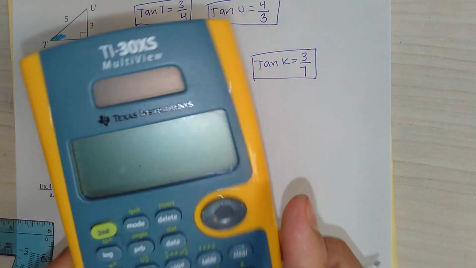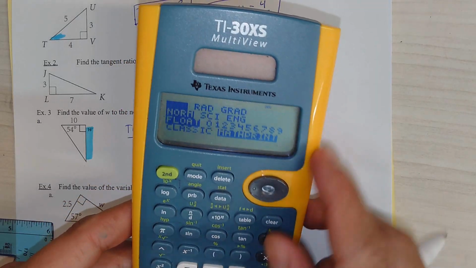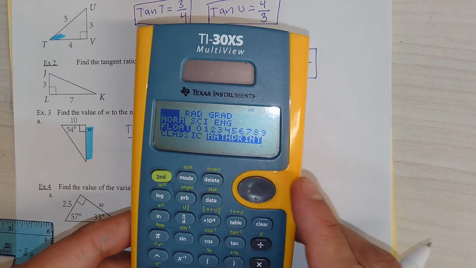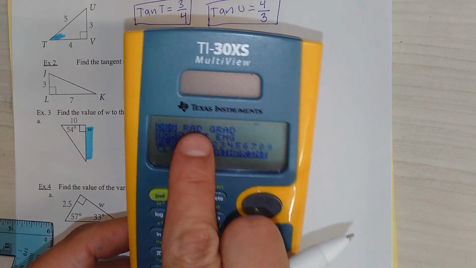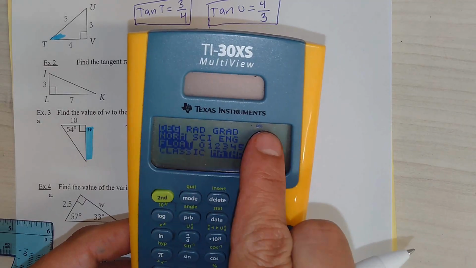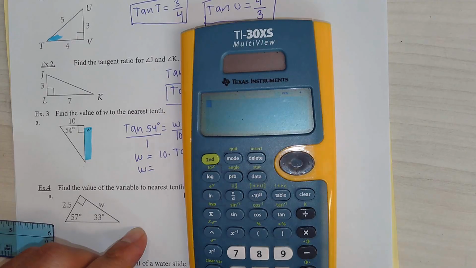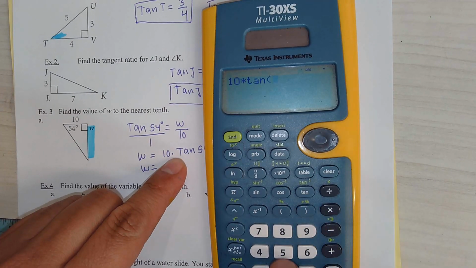And this is how you input it. Make sure that your mode is on degrees. I think all calculators should be already set up to degrees, not radians. No gradients, should be degrees. Mine is already in degrees. So you put 10 times the tangent of 54.